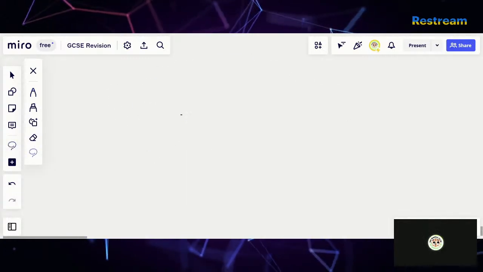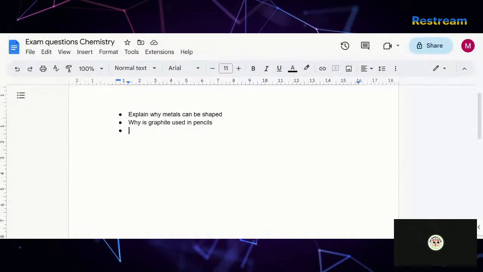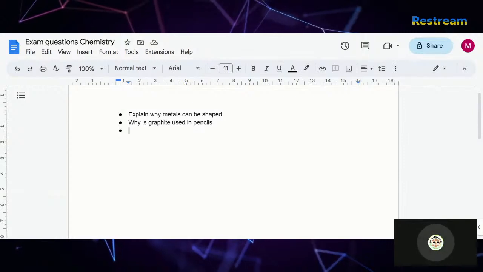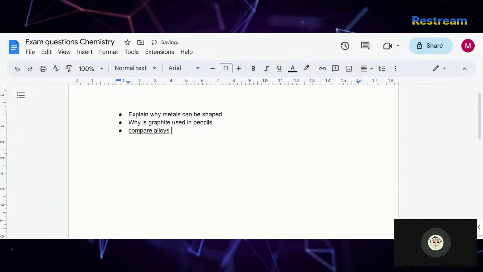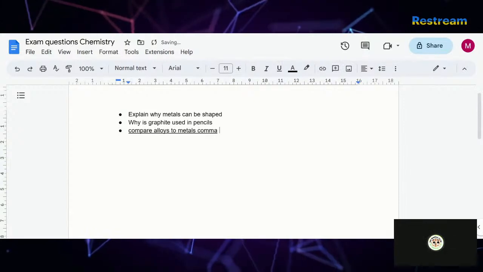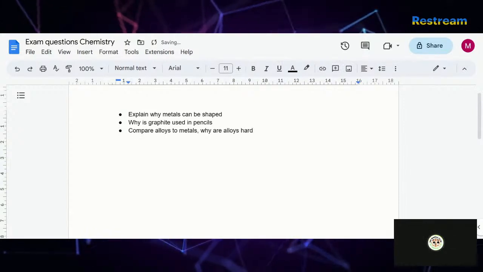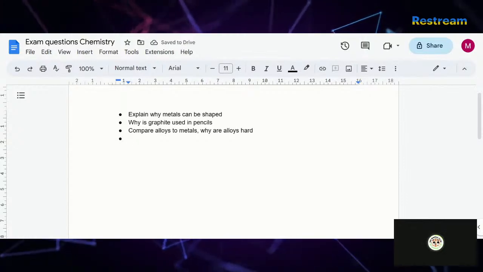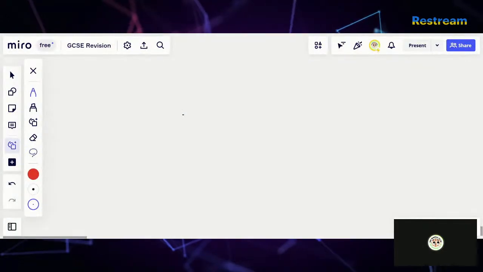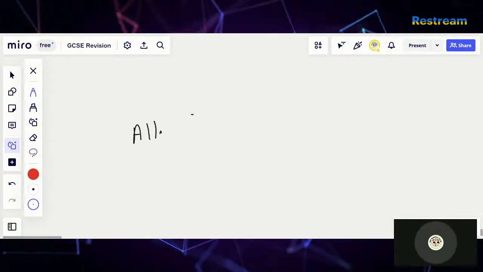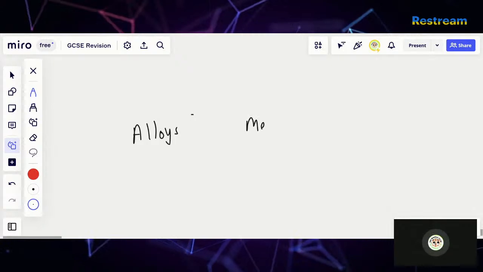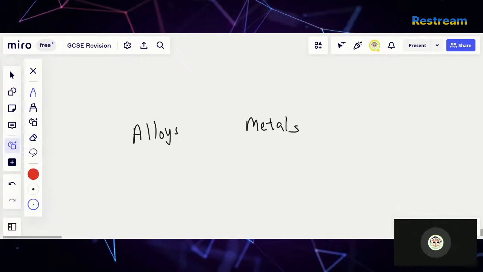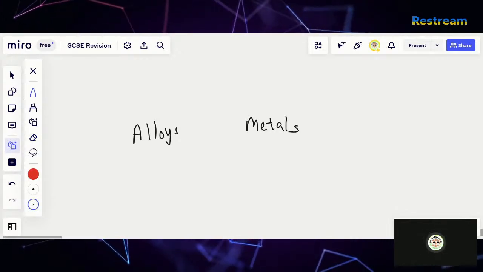So, compare alloys to metals, why are alloys hard? So let's compare alloys and metals now. So alloys and metals, first of all, let's identify what they are. We know that alloys are a mixture of different metals in order to increase the strength of a metal.